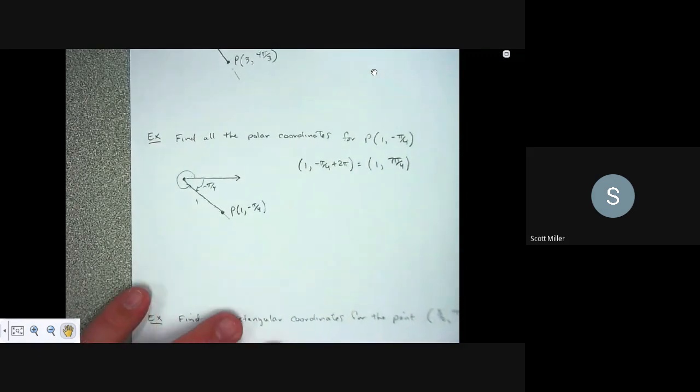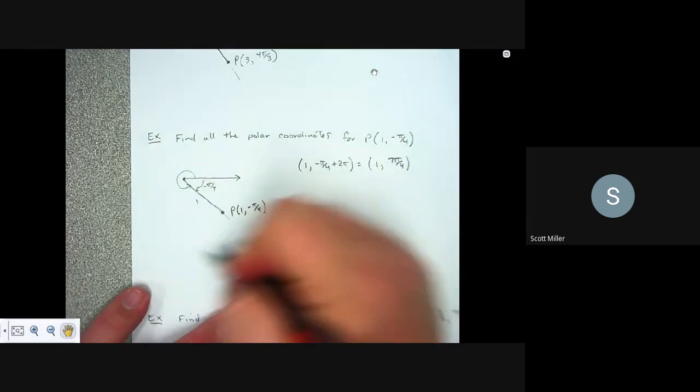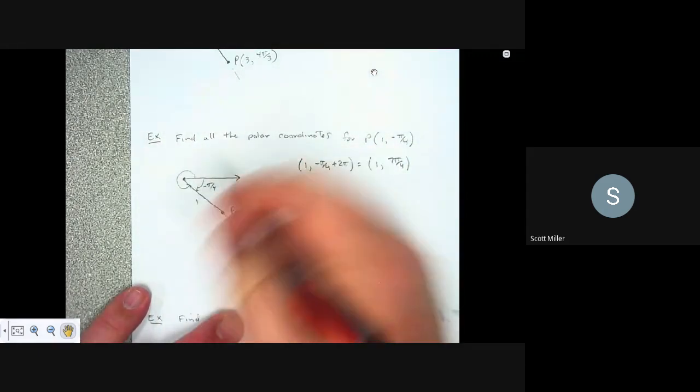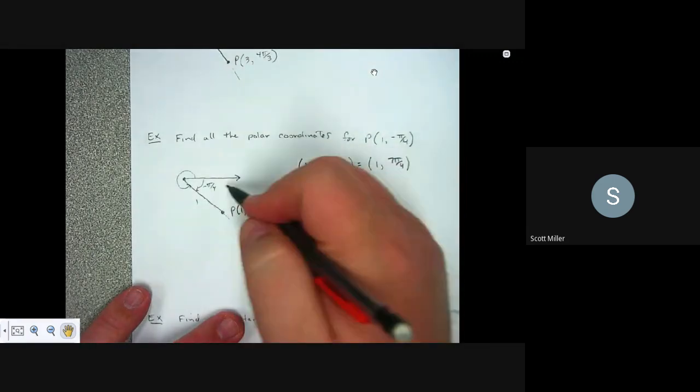Well, what's another way to do it? Now, again, I can go around a second time, a third time. There's an infinite number of them. But this is just one of them.